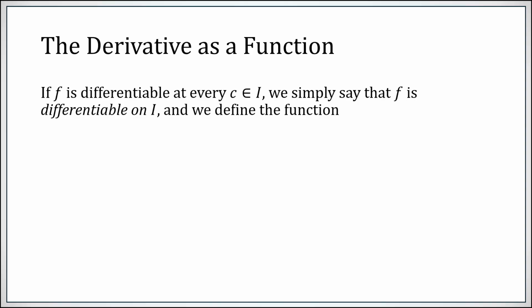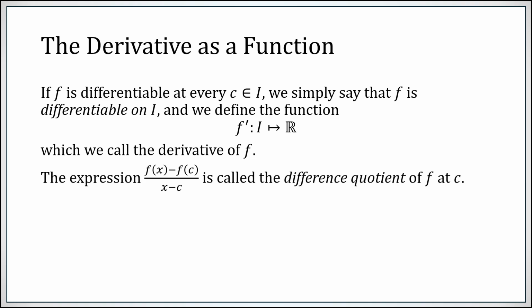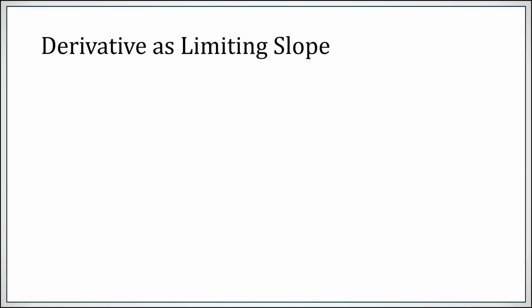Now suppose the function is differentiable at every point in the interval. That previous limit exists at every point in the interval. Then we can simply say that the function f is differentiable on the interval, and we define a new function f prime, which maps the interval to the real numbers, defined through this previous limit. We're going to call that the derivative of f. Now this expression, (f(x) minus f(c)) over (x minus c), is called the difference quotient of the function f at the point c.